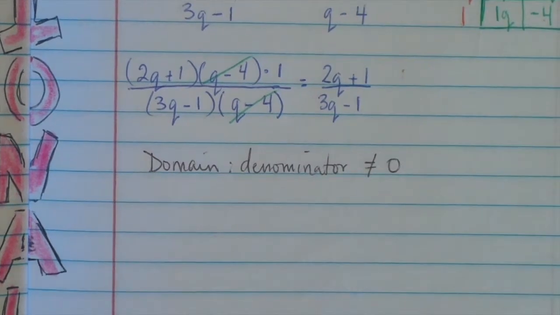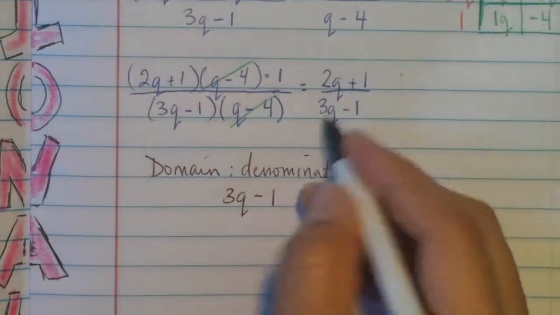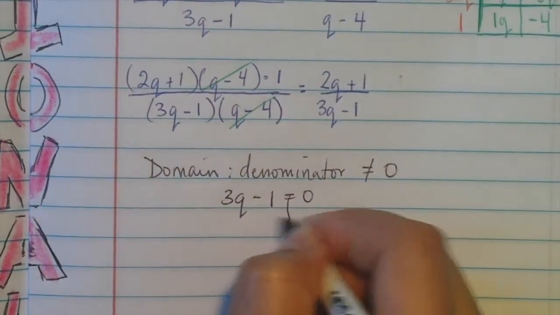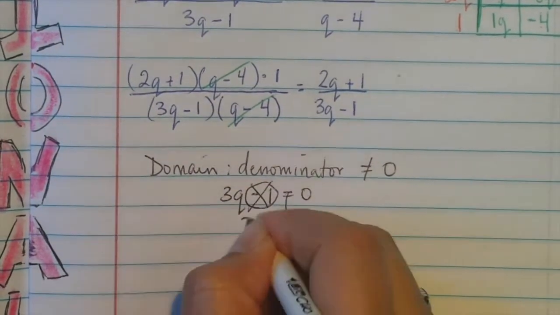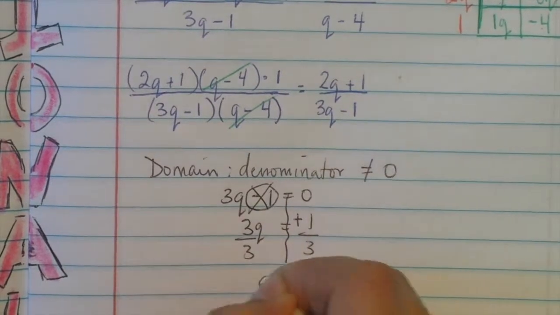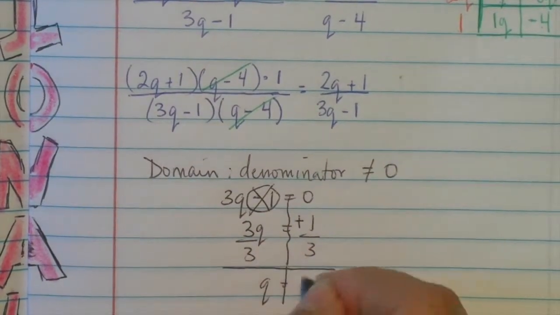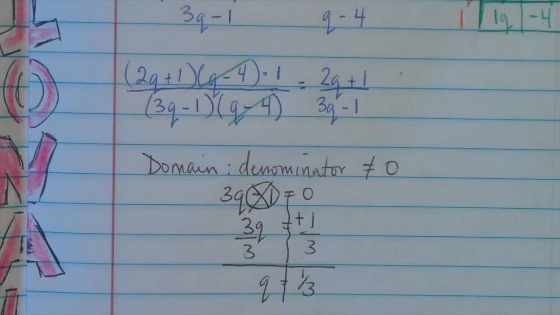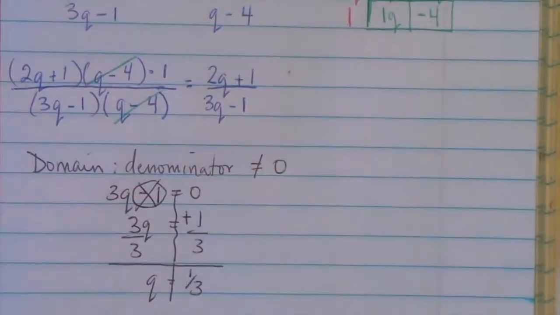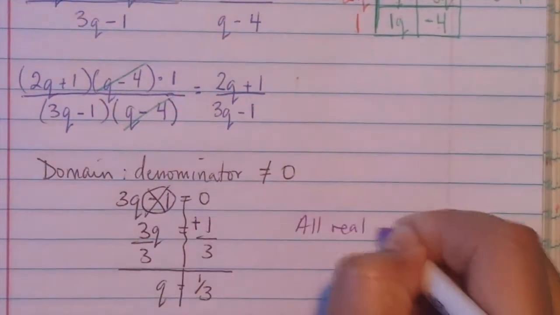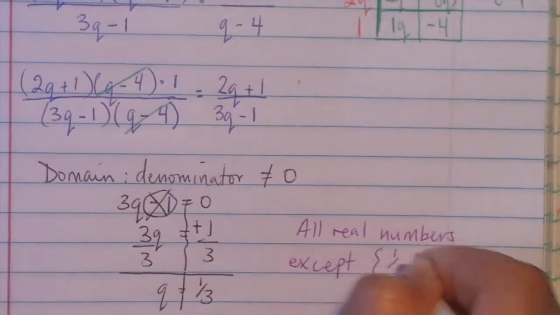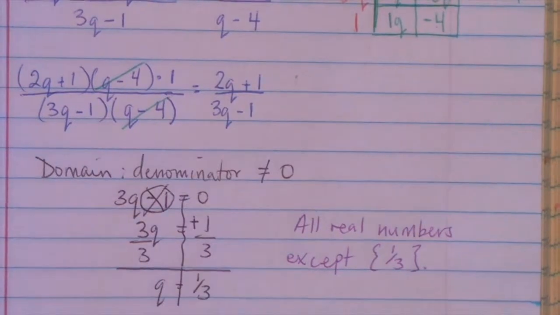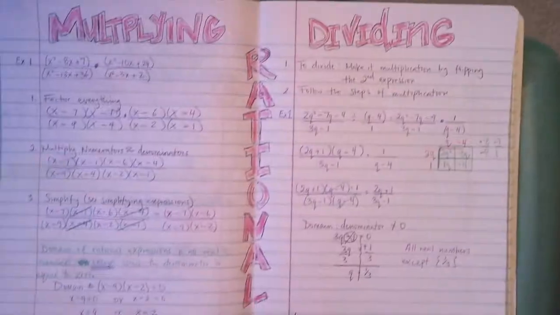Alright, so let's set the bottom equal to 0. So 3q minus 1 equals 0. Take the 1 to the side, it becomes plus 1. Then we're going to divide everything by 3. So q equals 1/3. So the domain is all real numbers except when q is equal to 1/3, because when q is equal to 1/3, the bottom is going to be 0, and you cannot divide anything by 0, you get an error. And that's it. Okay, so that's all we have to do to multiply and divide rational expressions. If you're good with fractions, you're good with this.